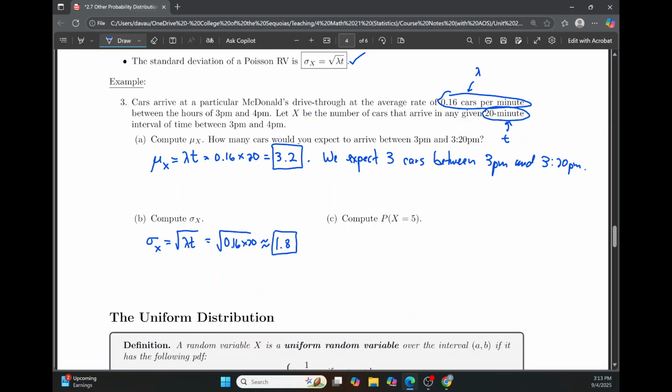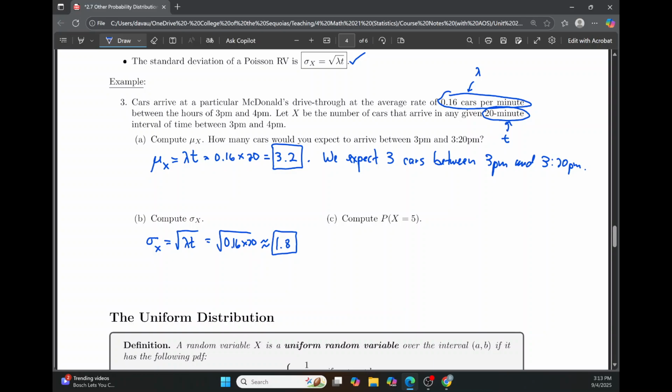And then finally, part C says compute the probability that x equals 5. We expect 3 cars to show up, but it's possible that 5 cars will show up, or 4 cars, or 12 cars. These things are possible. Maybe they're not super likely, but they're at least possible. So what is the probability that x equals 5?